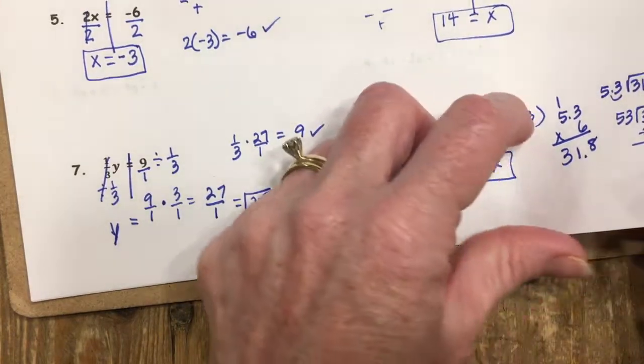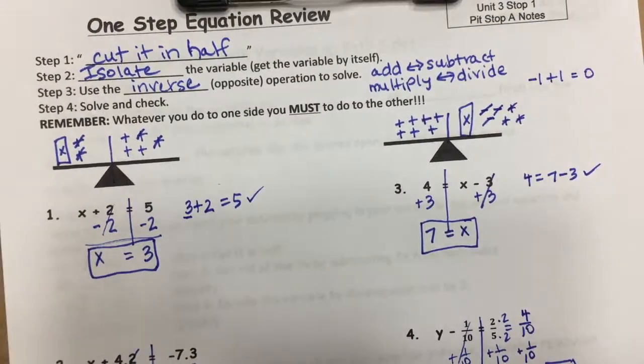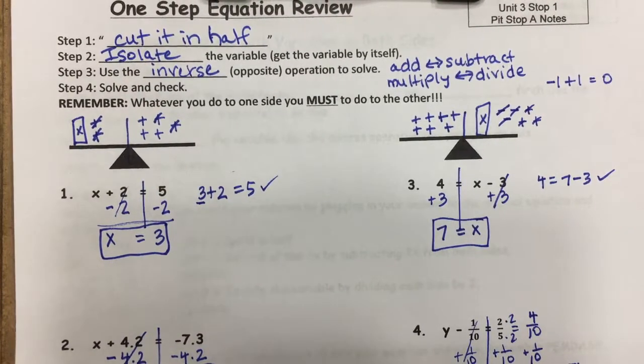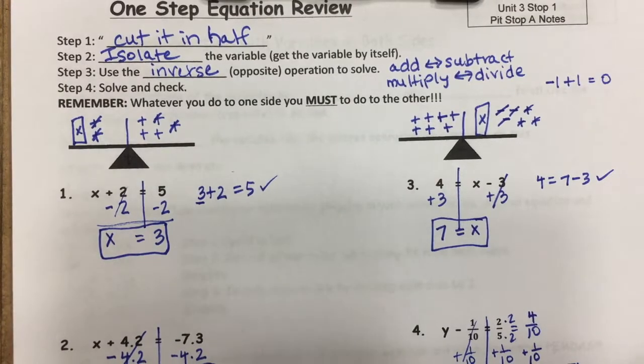All right, so that is one-step equations. Again, remember you're cutting your equation in half, and then you're isolating the variable, and then you're using an inverse operation in order to solve it. Again, you can always check your answer, so hopefully you'll never miss one.